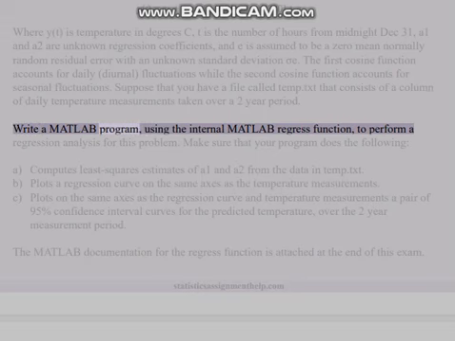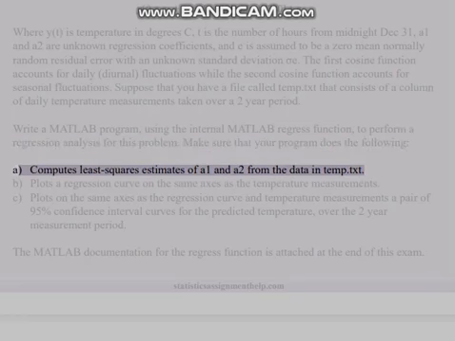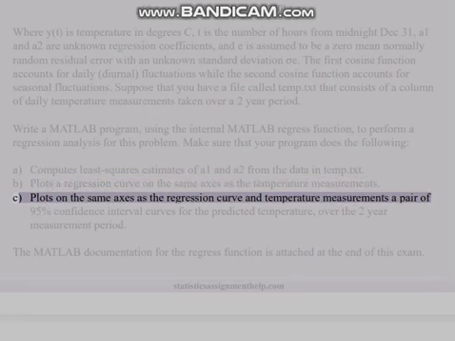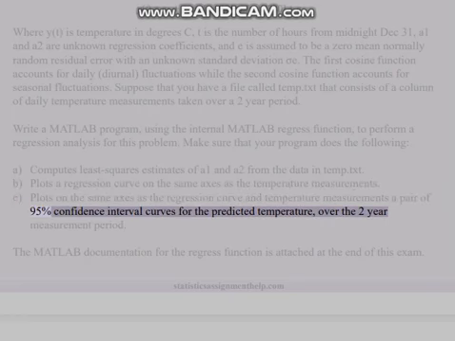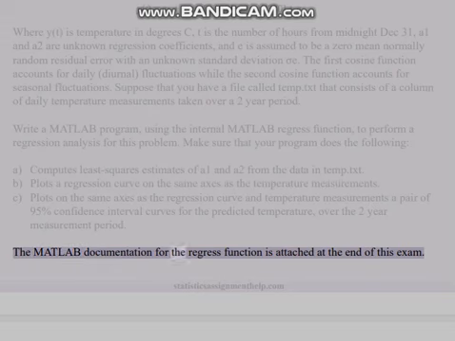Write a MATLAB program, using the internal MATLAB regress function, to perform a regression analysis for this problem. Make sure that your program does the following. A. Computes least squares estimates of a1 and a2 from the data in temp.txt. B. Plots a regression curve on the same axis as the temperature measurements. C. Plots on the same axis as the regression curve and temperature measurements a pair of 95% confidence interval curves for the predicted temperature over the 2-year measurement period. The MATLAB documentation for the regress function is attached at the end of this exam.